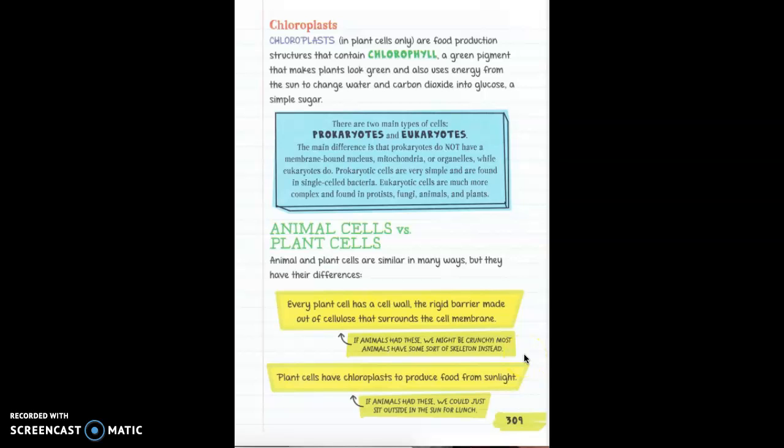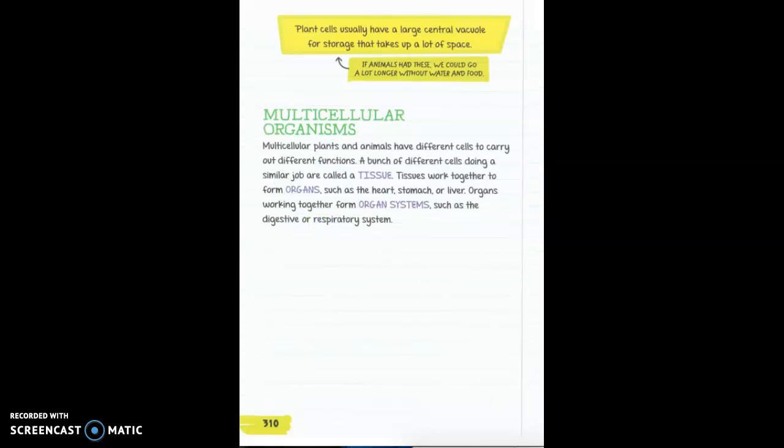Plant cells have chloroplasts to produce food from sunlight. If animals had these, we would just sit outside in the sun for lunch. Plant cells usually have a large central vacuole for storage that takes up a lot of space. If animals had these, we could go a lot longer without food and water.